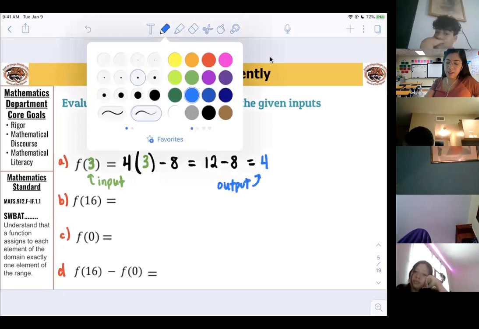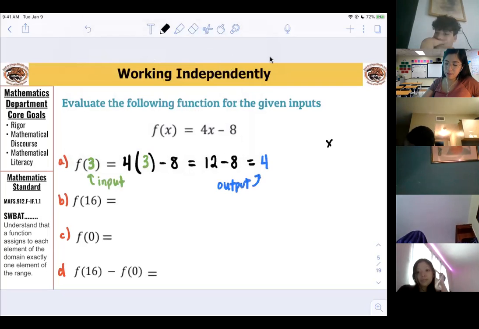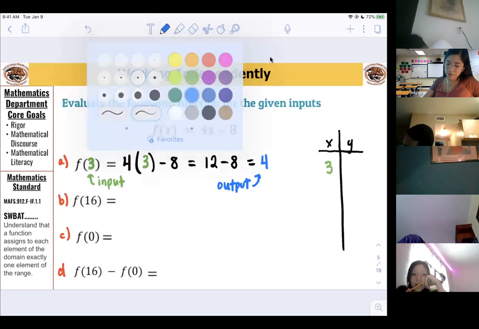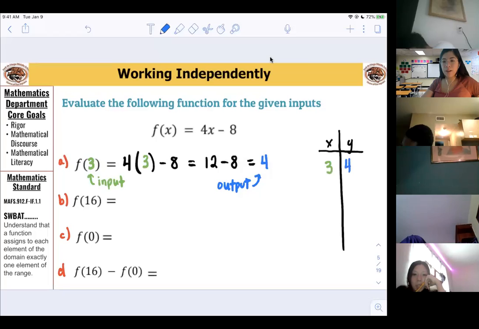Which means that if I have a table, I could fill out this table. My x value was 3, and my y value was 4. And I could do that for any number. I could plug in any number I want and then see what I get on the other side. So for example B and example C, I want you guys to do the same exact thing. What should I be doing for example B?